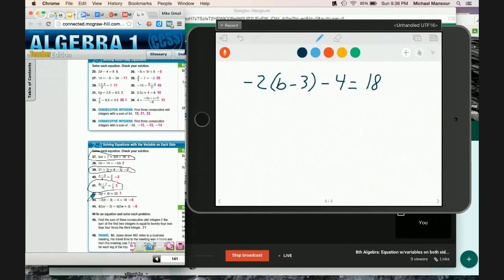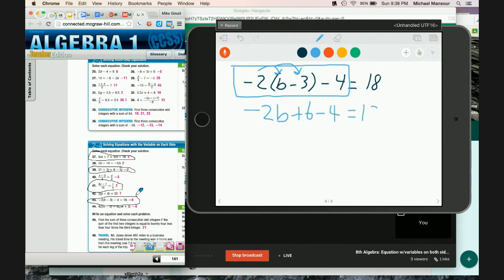So we're going to end up with minus 8. All right, so how do we get there? Well, the first thing that we're going to do is take care of every single thing on this side first. Since we have a minus 2 times the difference of b and 3, we're going to multiply negative 2 times b. That's not a 6, that's a b. And then we're going to multiply negative 2 times negative 3. So negative 2 times b is minus 2b. Negative 2 times minus 3 is going to be a positive 6, plus 6 minus 4 equals 18.